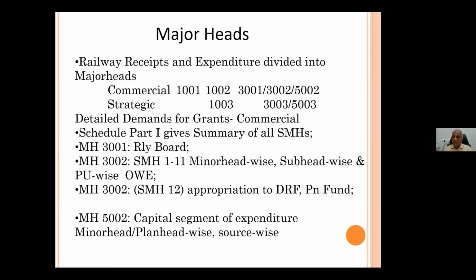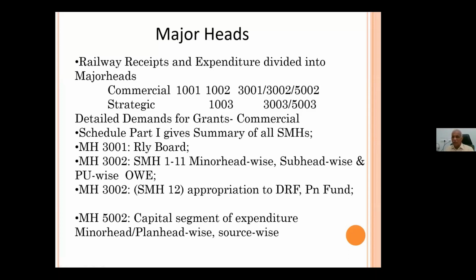So these are all the major heads. Their broad indication will be there. Now, from there, again, further bifurcation will be there. What is the further bifurcation? After major head, we will have sub-major heads. There will be no sub-major head under 3001. Under 3002, that is our revenue expenditure, we have sub-major heads 1 to 11.